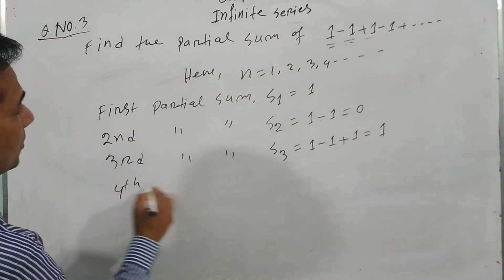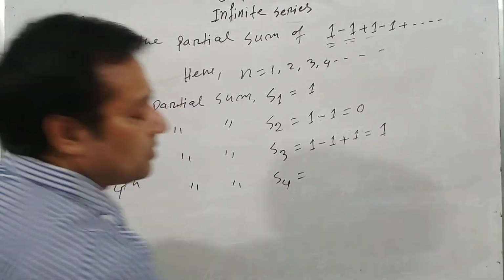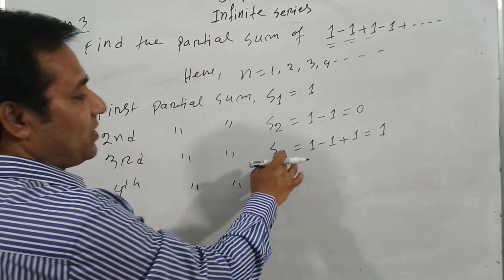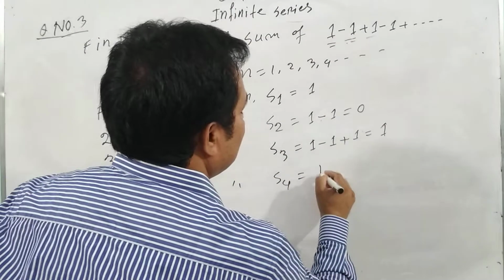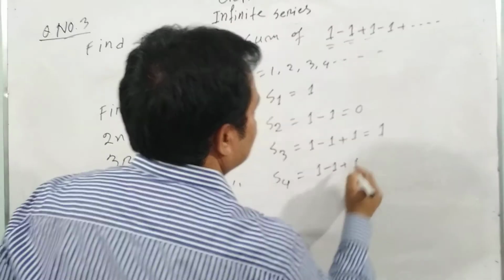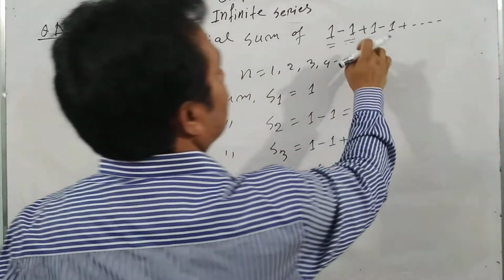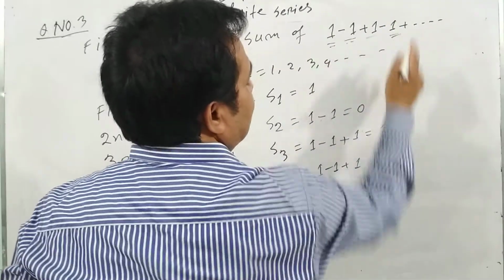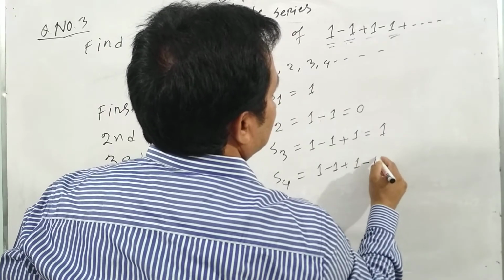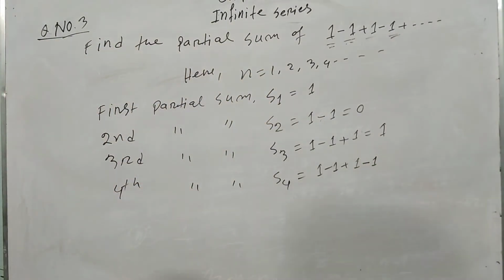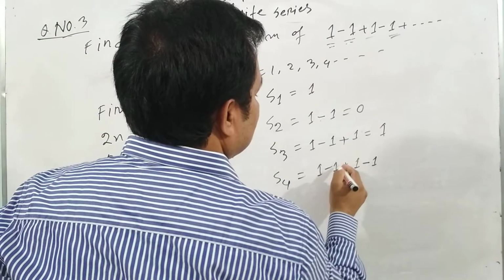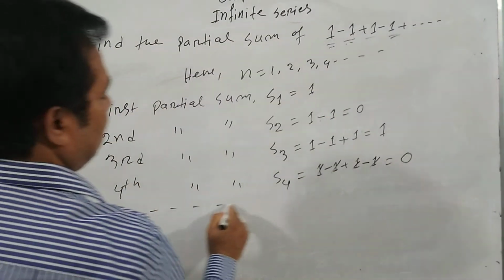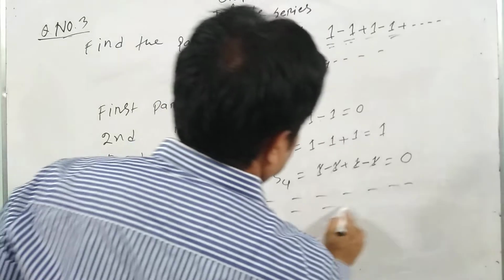Fourth partial sum S4. Here the rule is the same. We have to put the third partial sum, 1 minus 1 plus 1, then the fourth term, minus 1. So we can write minus 1, 1 deleted, minus 1, 1 deleted, 0. Here also it goes up to infinity.